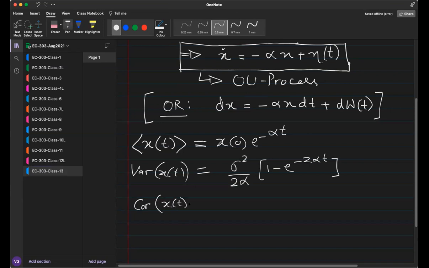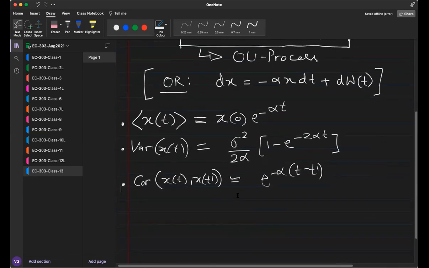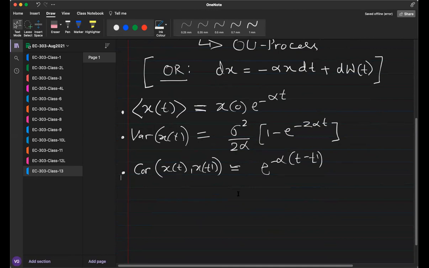And then we also found the correlation between x(t) and x(t prime), and that was basically e to the power minus alpha times (t minus t prime). Approximately it follows this, meaning the correlation basically decays exponentially. We had these three really useful and simple properties. That's the Ornstein-Uhlenbeck process properties. Especially the last equation, the correlation equation, lends itself to applications.